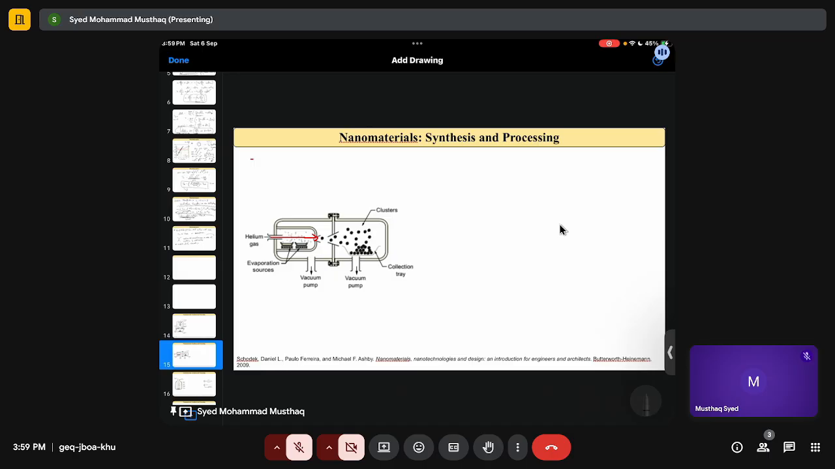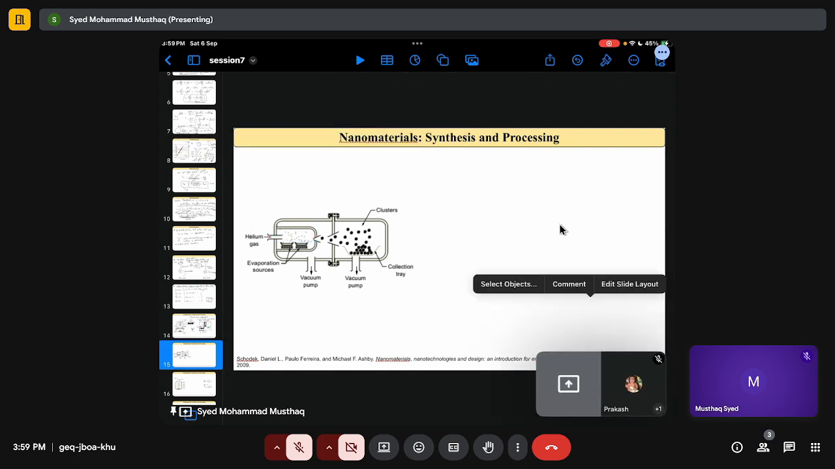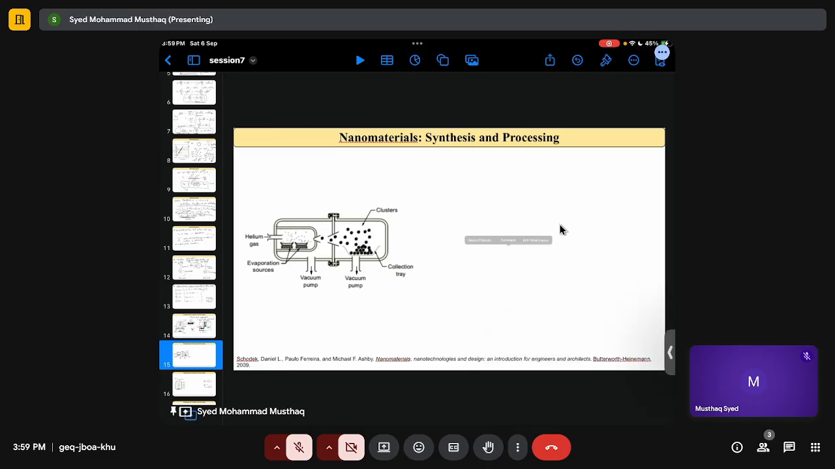And then the next one is the inert gas expansion.